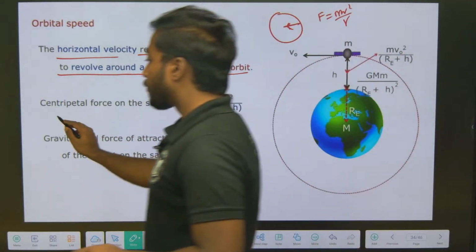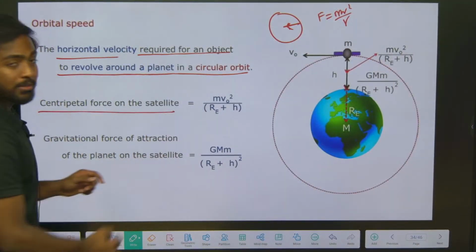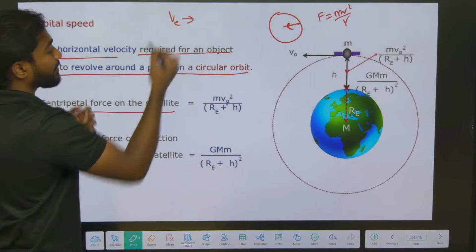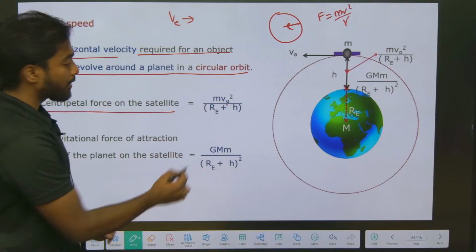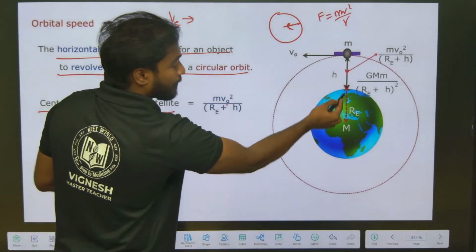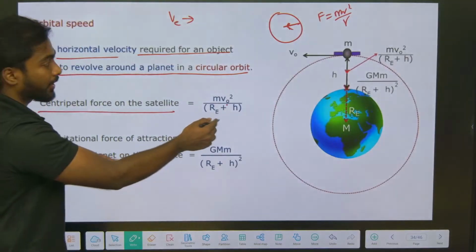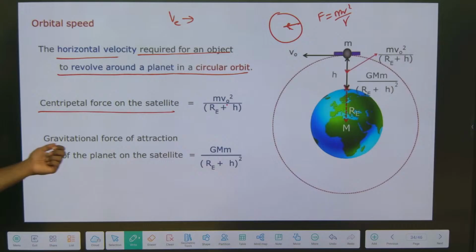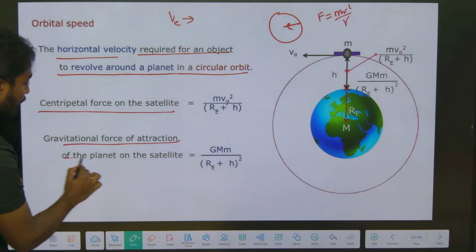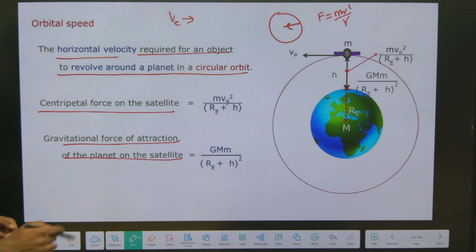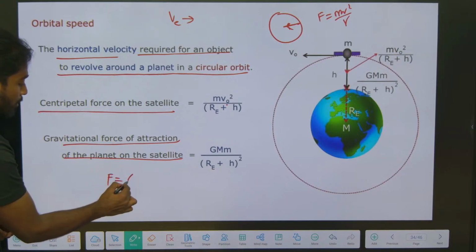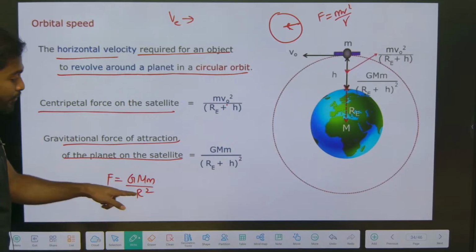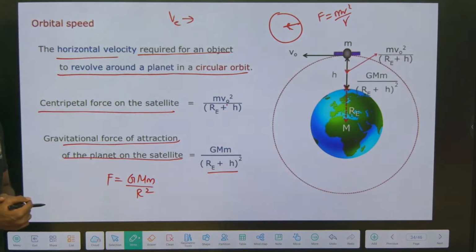So centripetal force on the satellite, which is nothing but v0 we have taken. ve is mentioned for escape velocity. So m v0 square by the radius of the earth plus some height h we have taken, so m v0 square by r plus h. And another thing, gravitational force of attraction of the planet on the satellite, which is, we know that F equals G M m by r square. In place of r square we are substituting r plus h whole square.